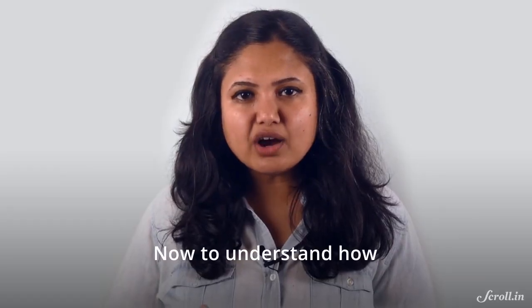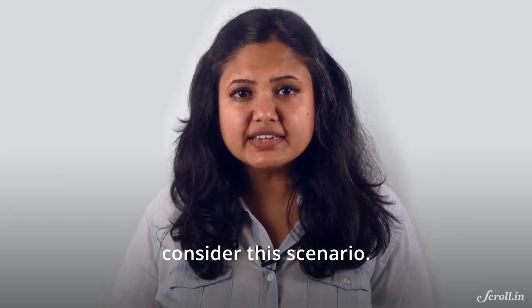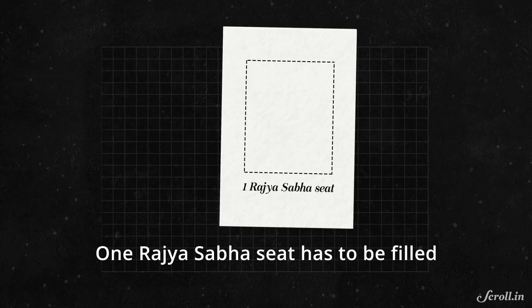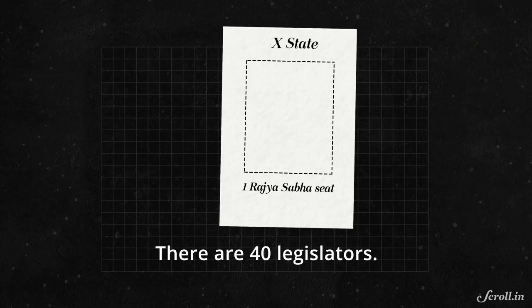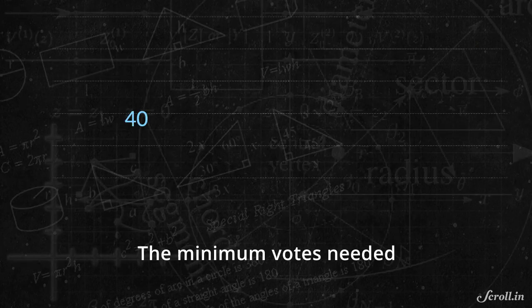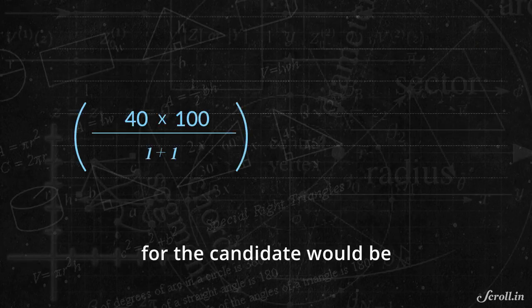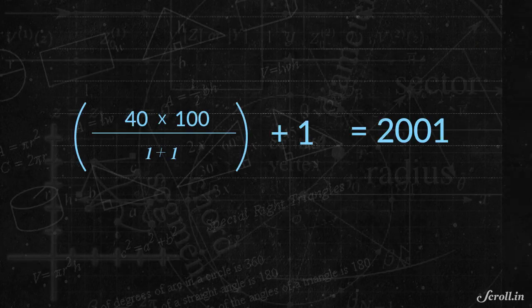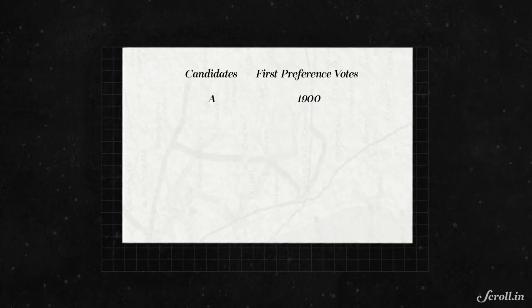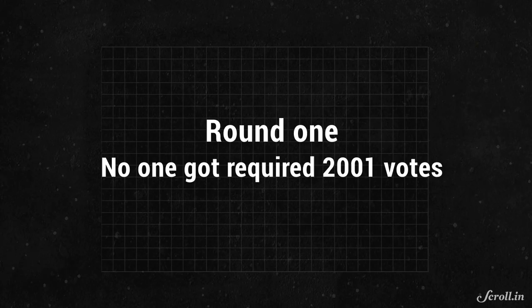Now, to understand how votes are transferred, consider this scenario. One Rajya Sabha seat is to be filled in X state. There are 40 legislators. The minimum votes needed for the candidate would be 2001. If candidate A were to get 1900 first preference votes, candidate B 1000 first preference votes, candidate C 400, and candidate D 700, in this case, no candidate has got the requisite 2001 votes to be elected.